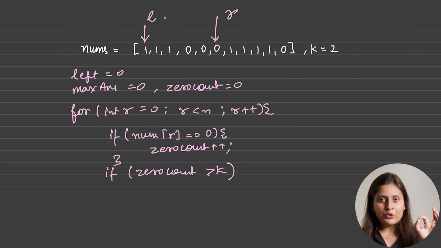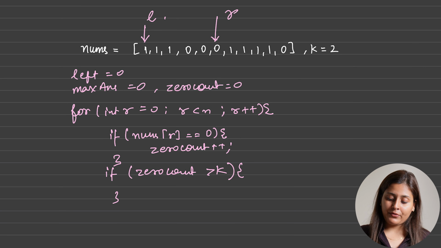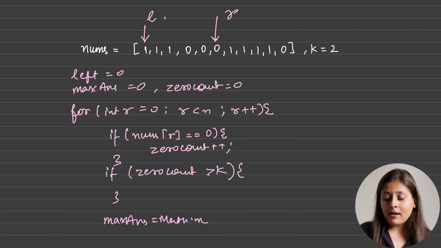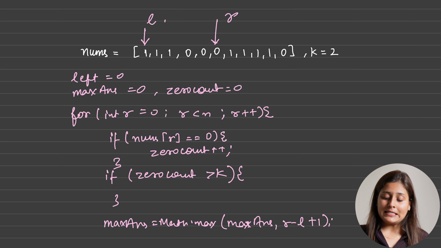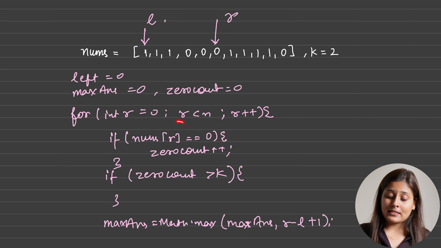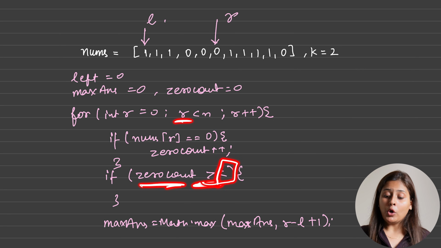But before moving, we should have calculated the length also. And that calculation we will do outside of this if case. We will simply say max answer till now, and what? Right minus left plus 1. Why are we saying this plus 1? Because you can see when we will be at this index, when right is equal to 0, and that is the k plus 1th zero, we will come in this if case and here we will break.